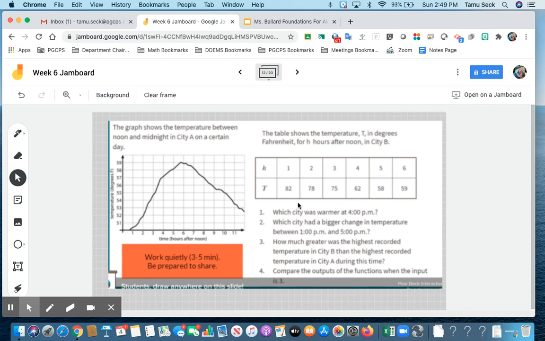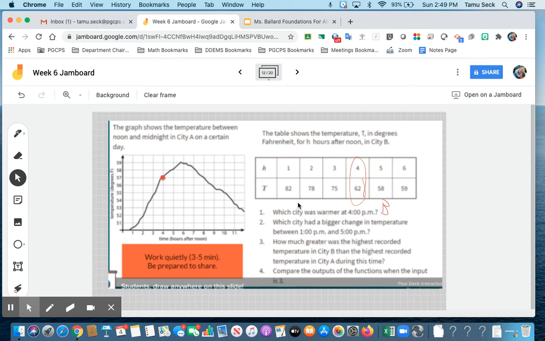Okay, I'll go to 4 p.m. So for graph A, 4 p.m. is 57 degrees Fahrenheit. But for table B, it's 62. So which city is warmer? It's city B. Which city has a bigger change in temperature between 1 and 5?